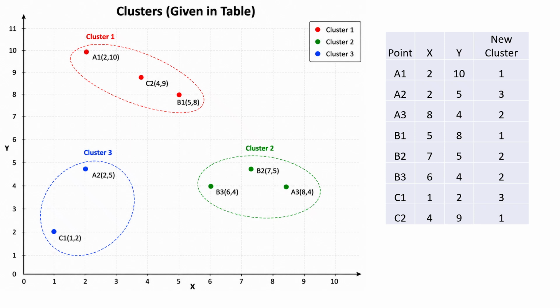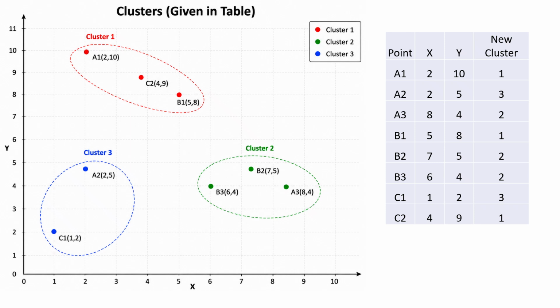So here the data point A1, that is 2 comma 10, then data point B1, that is 5 comma 8, then the data point C2, that is 4 comma 9. All of these come under cluster 1. We have grouped them together and named it cluster 1.